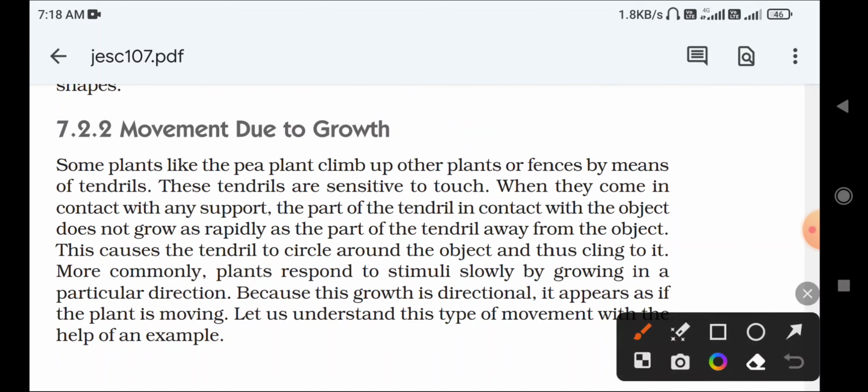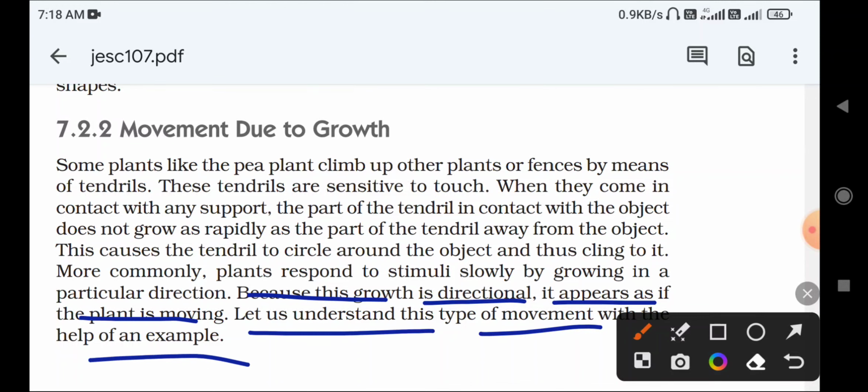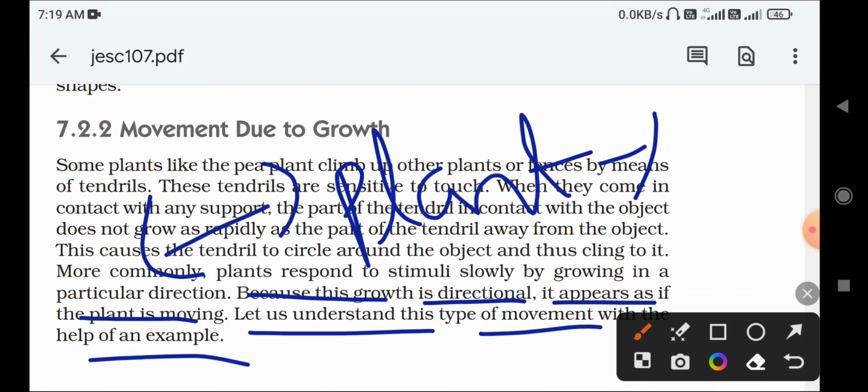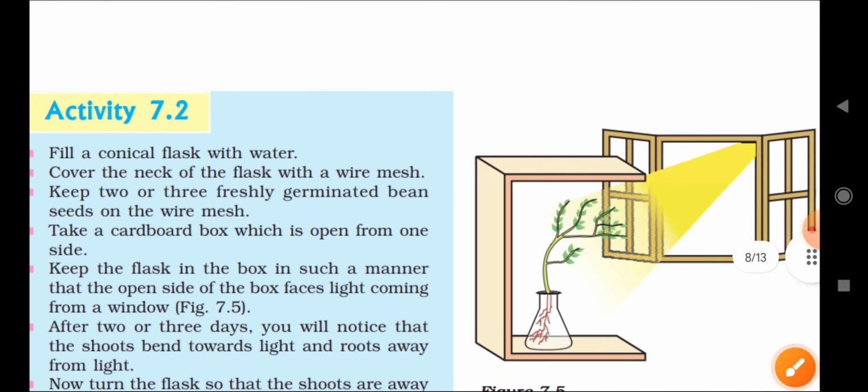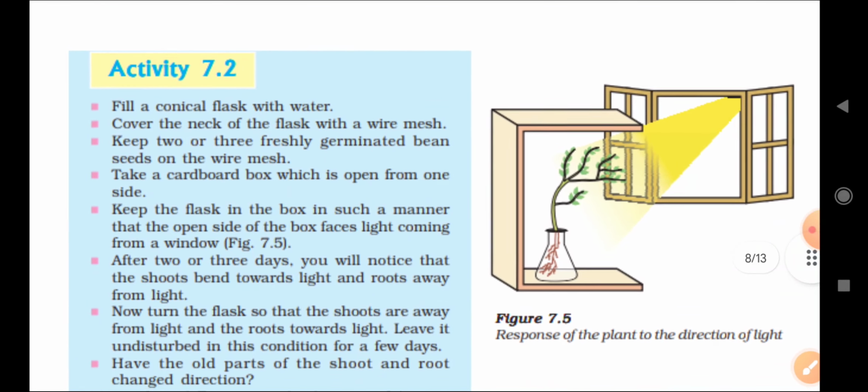Because this growth is directional, it appears as if the plant is moving. Let us understand this type of movement with an example. We are considering a plant with directional growth, which looks like it grows in only one particular direction, or is shifting towards one direction. How will this look? For that we are doing a simple activity, which is given here.